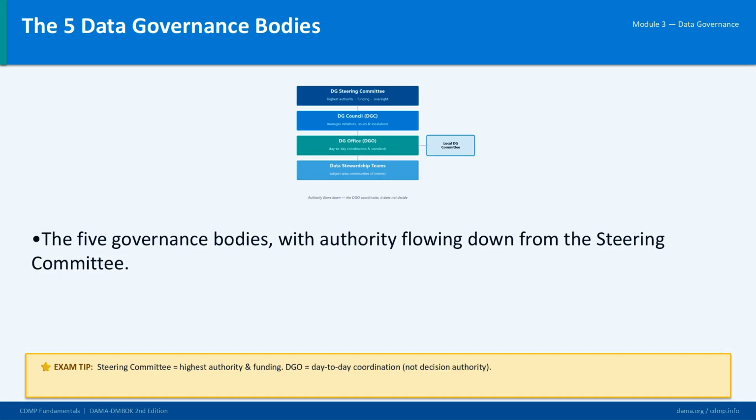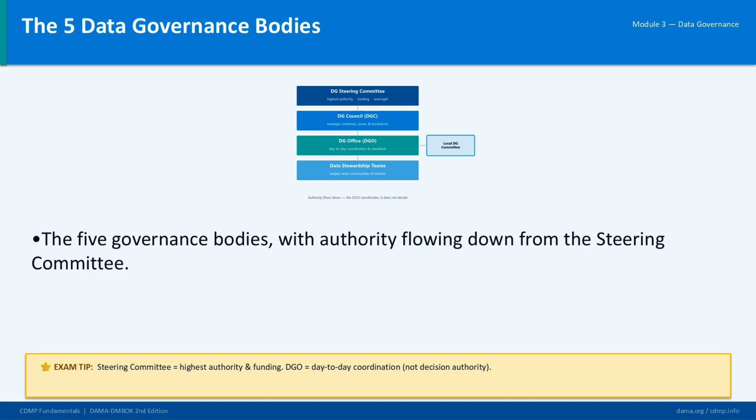Let's meet the 5 governance bodies stacked on screen by level of authority, because the exam loves to test which body does what. First, the Data Governance Steering Committee. This is the highest authority. It's a cross-functional group of senior executives responsible for oversight, support, and, critically, funding. Second, the Data Governance Council, the DGC, which manages governance initiatives, issues, and escalations.